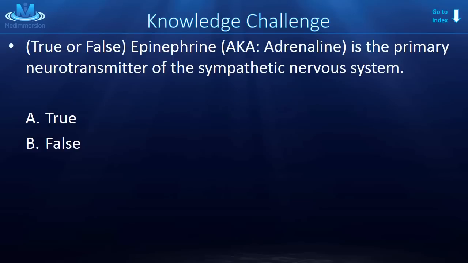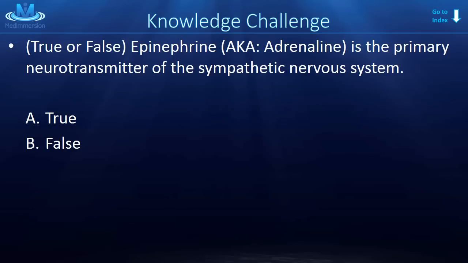Now on to the second question. And this one is a little bit tricky. I'm not sure if it's fair, but I'm going to go with it anyway, okay? So true or false? Epinephrine, also known as adrenaline, is the primary neurotransmitter of the sympathetic nervous system, true or false? So it's true that epinephrine is pivotal to our fight or flight response, our sympathetic response.